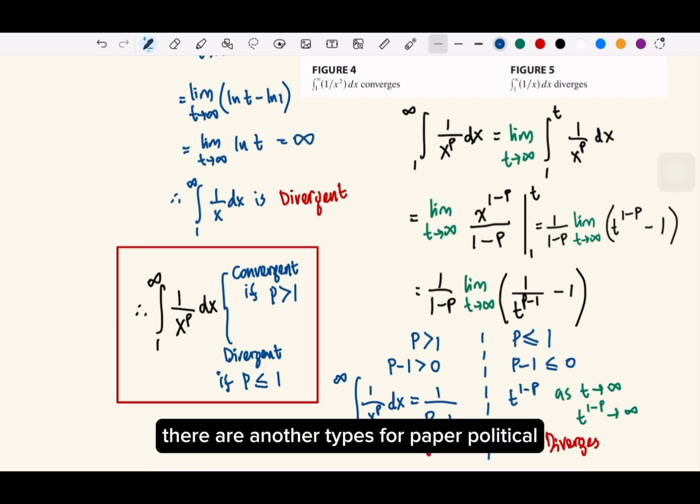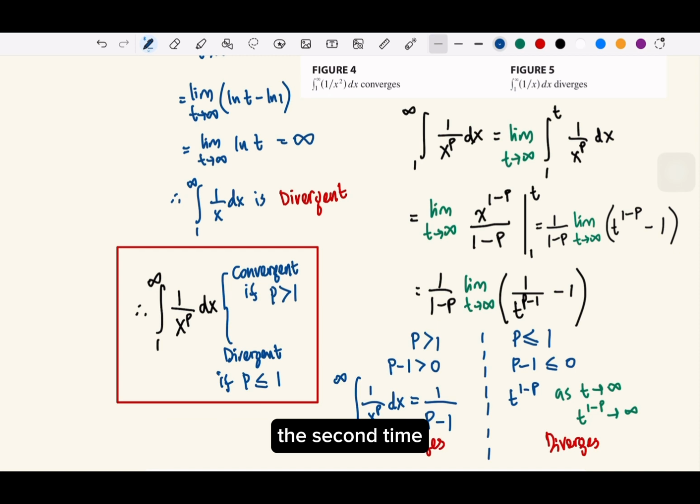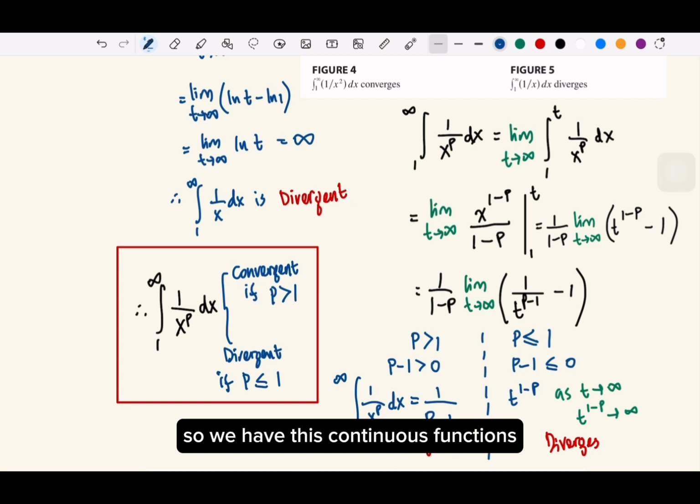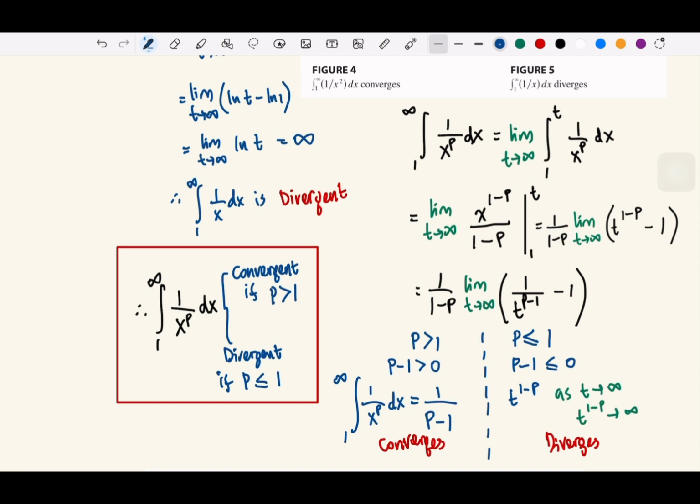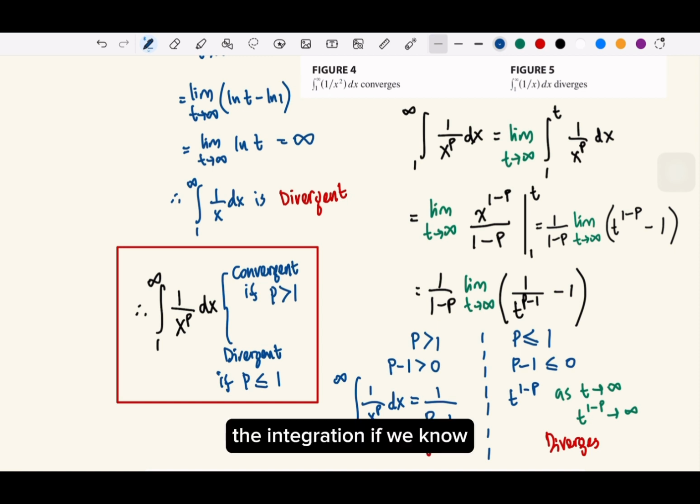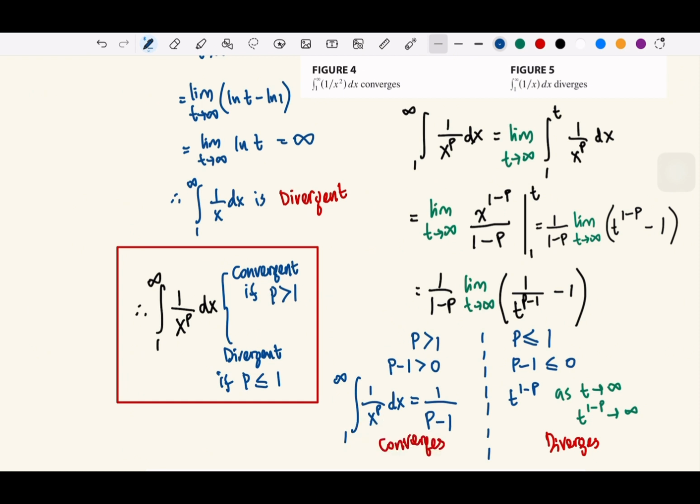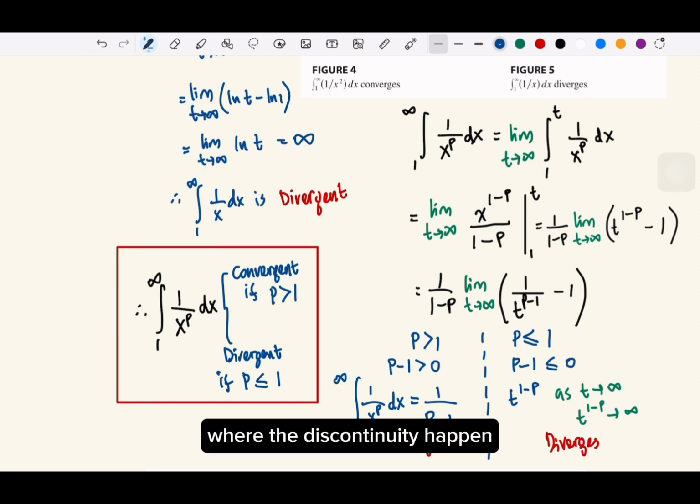Okay, but the idea is improper integral. The goal usually is to make sure that we can determine whether the integration will converge or diverge. The way we take the integration is just like usual integration, but the difference is we are going to use a limit and change the endpoint. However, there is another type of improper integral, the second type. So there are two types. The first one that we've done here is where the interval has infinity. The second type is when we have a discontinuity. If we have discontinuous functions, we can try to do the integration if we know where the discontinuity happens.